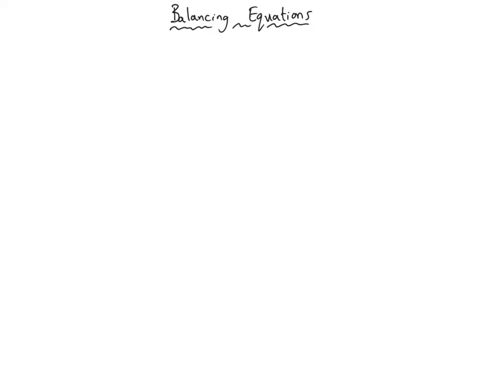Now, chemical equations show what happens during a reaction. It shows the reactants on the left-hand side turning into the products, and that arrow is showing a turning into. It is not an equal sign. And word equations just show the names of the reactants and the products.